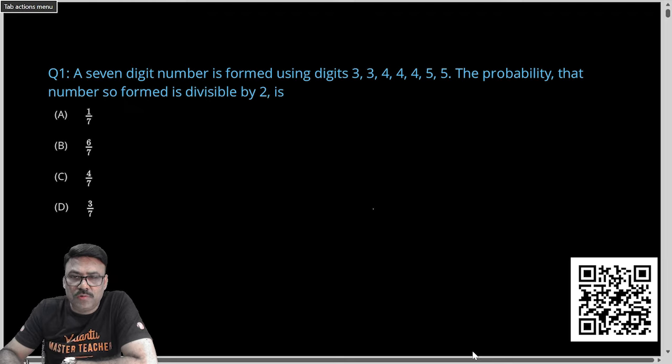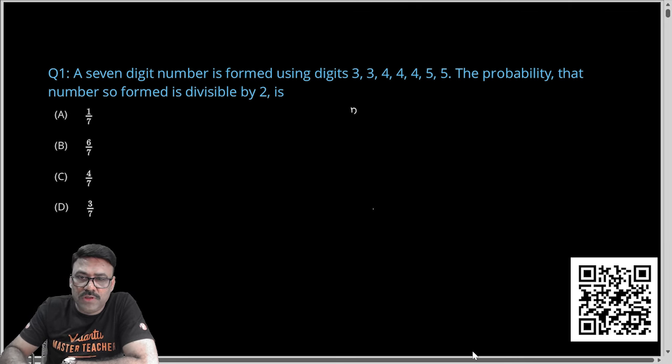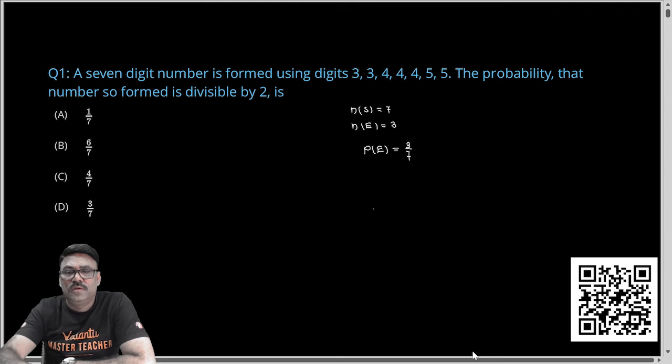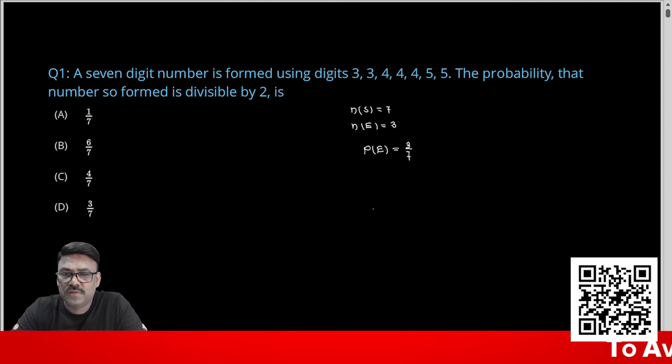So now there are total 7 possibilities for the unit digit. Unit digit can be any of these 7 digits. 7 digits are given to you. The total number of cases is 7 here. 7 cases means a unit digit can be any of these 7. But the favorable case, unit digit must be 4. So favorable cases 3. So hence the probability is 3 by 7 here. So that means option D is the correct option here.